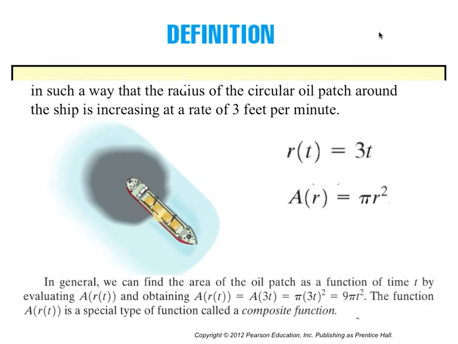So given two functions f and g, the composite function, denoted f composed with g, which is f with a little circle, like an open dot, in between them, is defined by f of g of x. Now the domain of f composed with g is the set of all numbers x in the domain of g such that g of x is in the domain of f. So this will be a little bit easier once we see some examples.